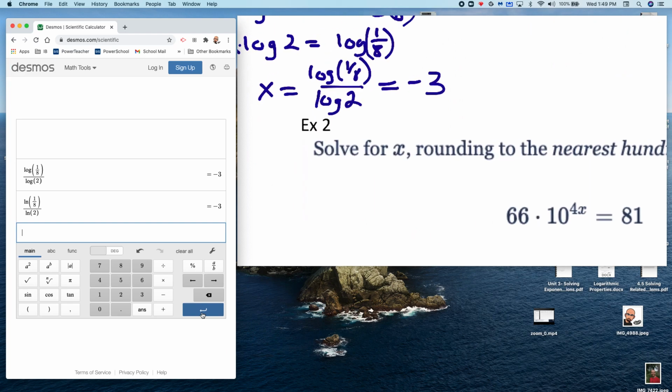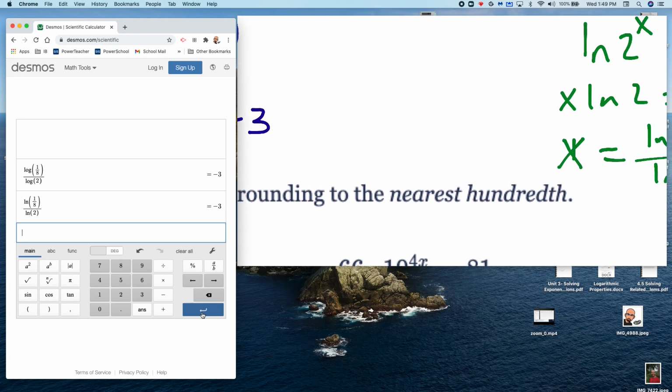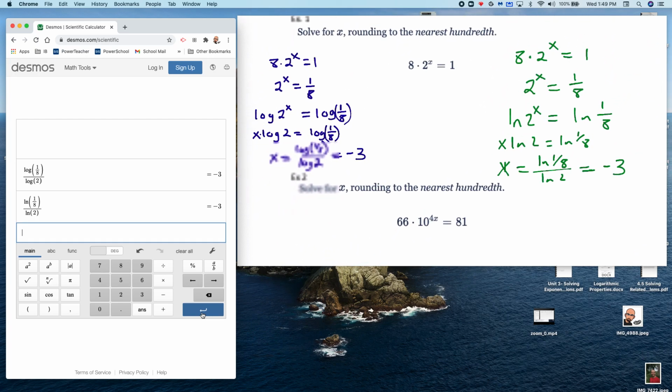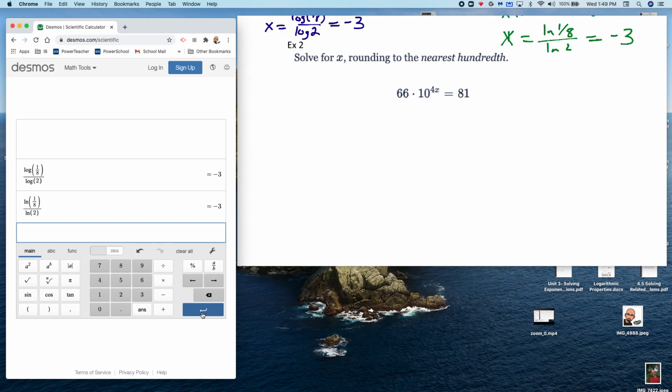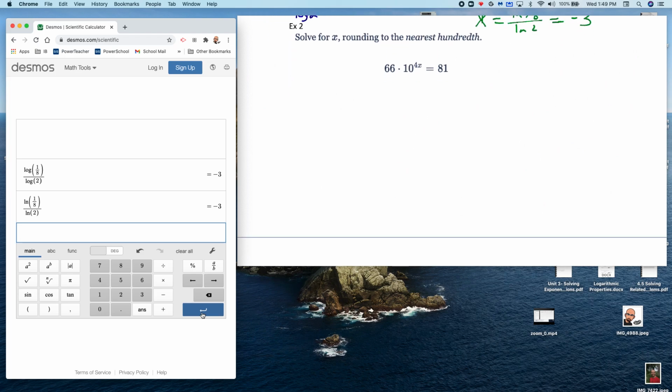Notice in my solution here and my solution here, the only thing that changed was whether I did the log or the natural log. I'm going to write the natural log, but then I'll show you how the calculations are the same. First thing I'm going to do is divide by 66. So I have 10^(4x) equals 81 divided by 66. If I take the natural log of both sides, the natural log of 10^(4x) is equal to the natural log of 81 divided by 66.